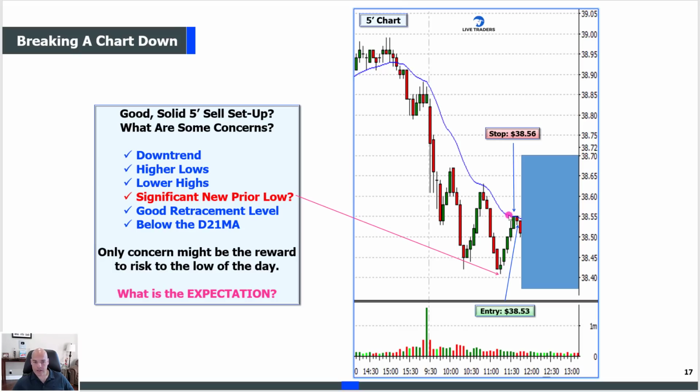You're right at the moving average here. That's good, so that's positive. Retracement level is probably right there. Borderline. But significant new prior low? Nope. Now you have a double bottom. Do you guys see what's happening here? Give me the word for what's happening here. There's a one-word answer to this.